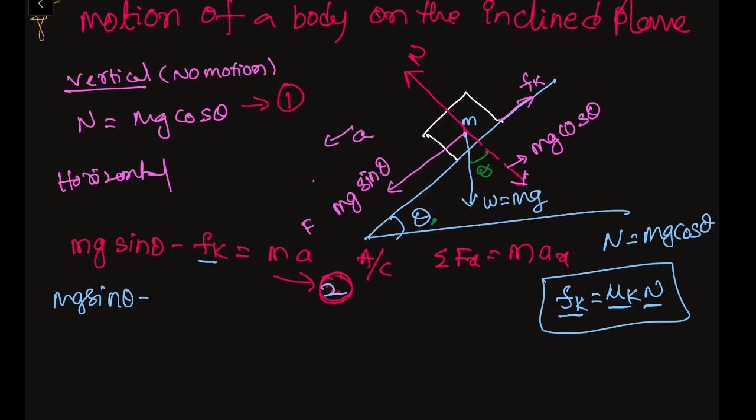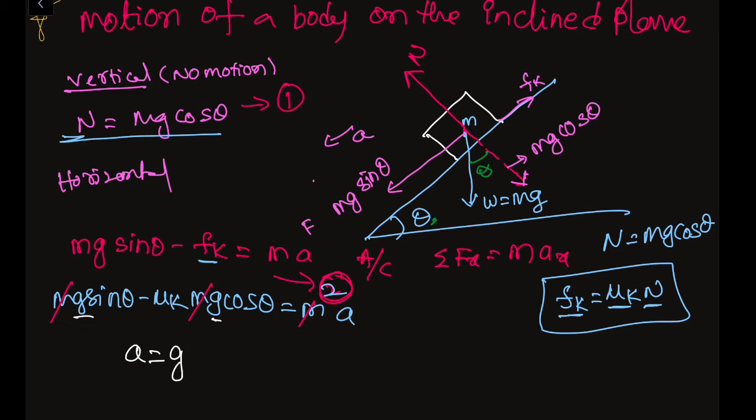So here we have mu k, and what is N here? N is equal to mg cos theta. So mg sin theta minus mu k mg cos theta is equal to mass into acceleration. Here we can cancel the mass. Then finally, acceleration a is equal to g, which is common, times sin theta minus mu k cos theta.